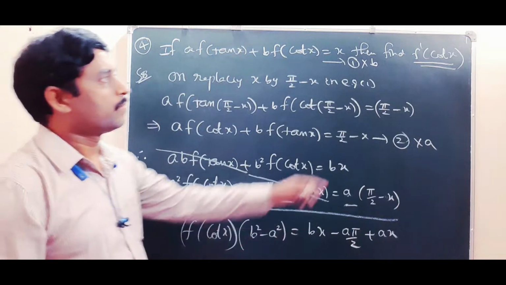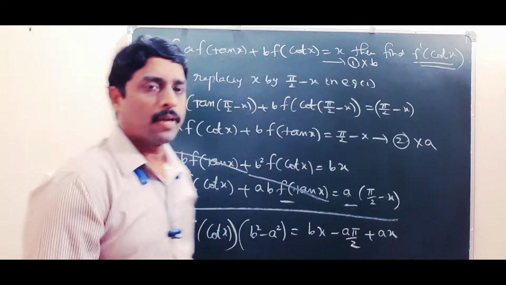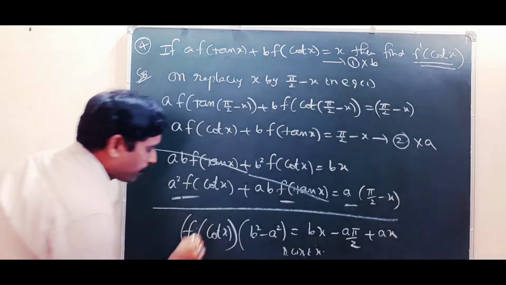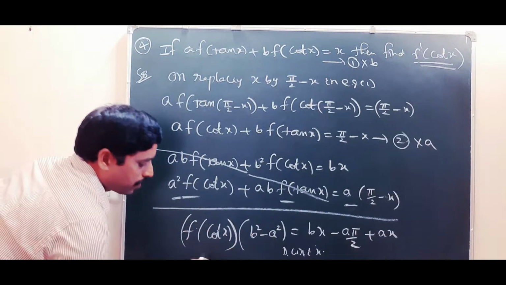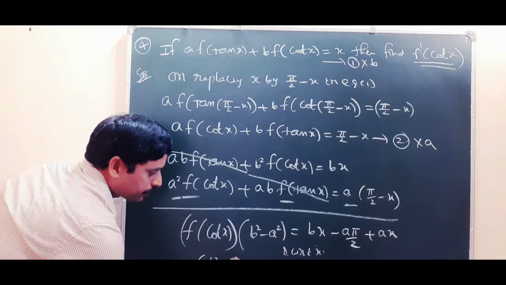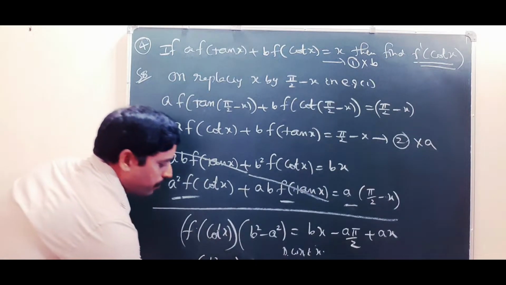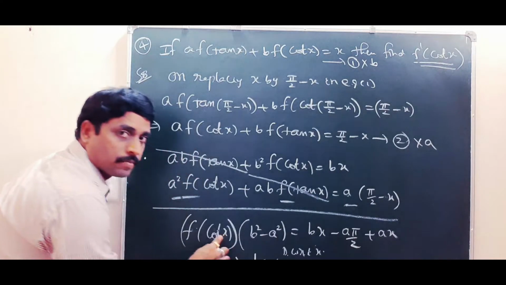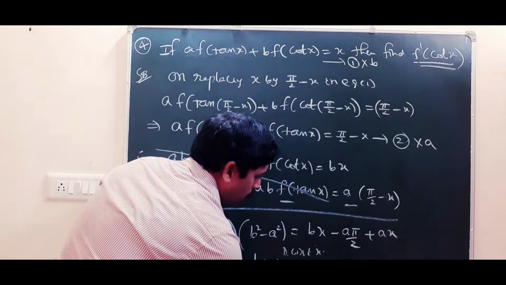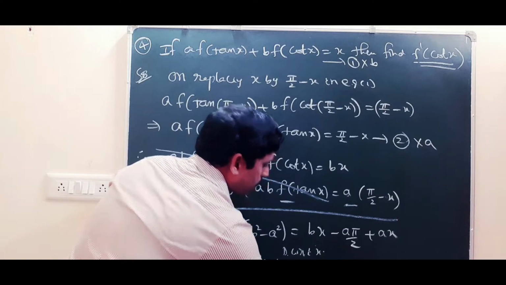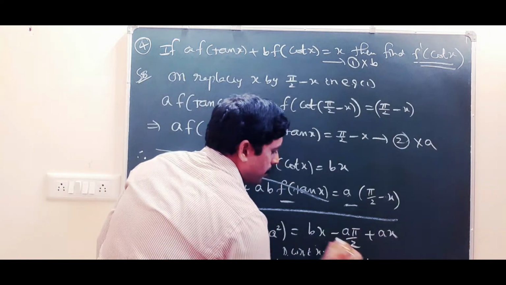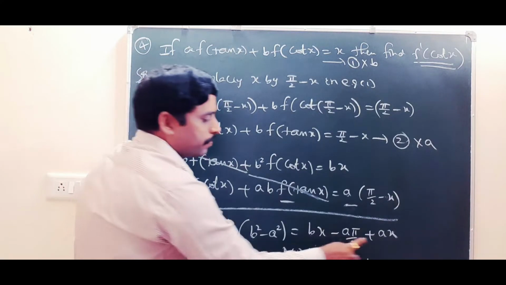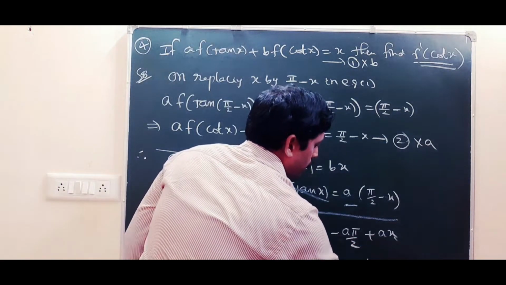But our target is f dash of cot x. Okay, now differentiation on both sides with respect to x. So differentiation of f of cot x, in this b square minus a square is constant. So differentiation of f of cot x is f dash of cot x into differentiation of cot x, which will be minus cosecant square x, equal to, so bx, b constant, x differentiation 1, minus a pi by 2 constant, derivative 0, plus a into x differentiation will be 1.